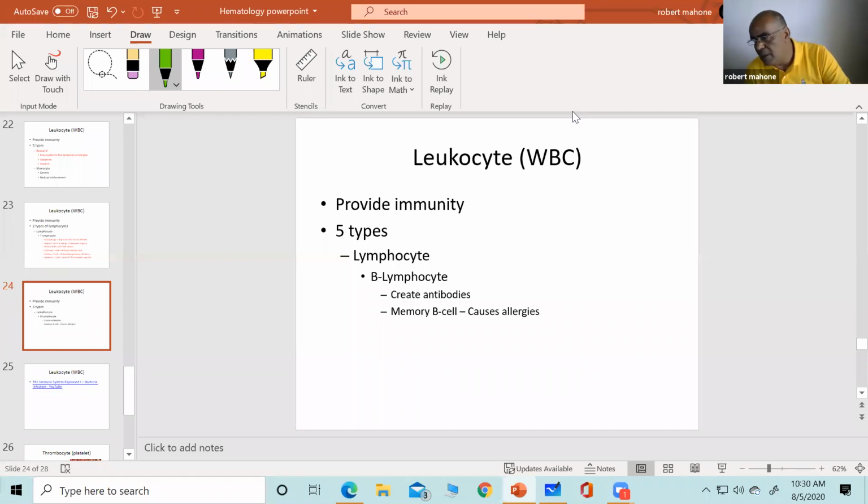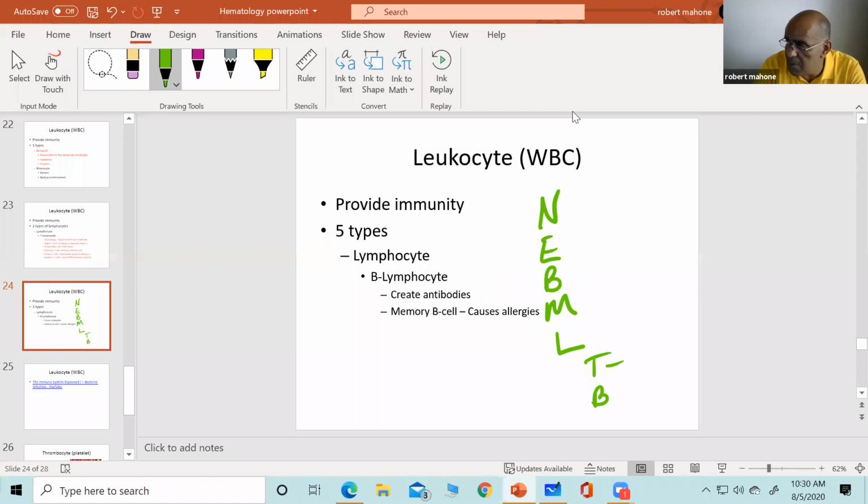Anyway, so that's what our B lymphocyte does for us. It creates antibodies and then causes allergies in people. So those are our two types of lymphocytes, the T cell and the B cell. And that gives us our 5 white cells: the neutrophils, eosinophils, basophils, monocytes, and then lymphocytes. The two types of lymphocytes are the T cell and the B cell. And remember, there are 5 types of T cells, all of our white cells, and how they provide immunity for us.